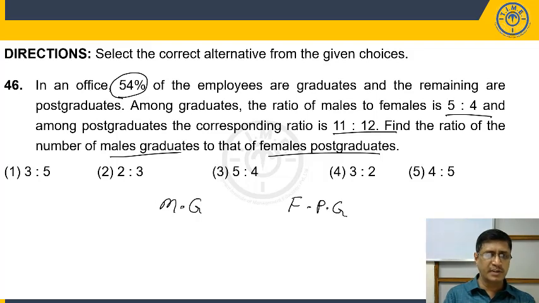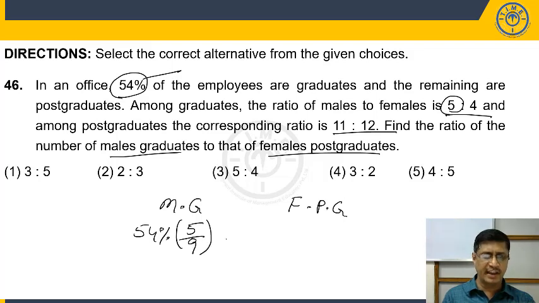So male graduates means males are how many here? 54%. How many graduates from the male? 5 parts. 5 parts out of the total, how many parts? 5 plus 4, it is 9 parts. We just need to find out the ratio. Simplify this. How many females are there? 54%, when you subtract from 100, it will give 46%. So 46% are postgraduates. How many of them are female? It is 12 parts. So 12 parts means 12 by the sum of the ratio. The sum of the ratios is 23.